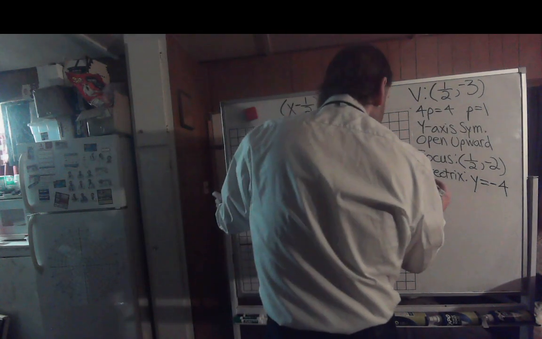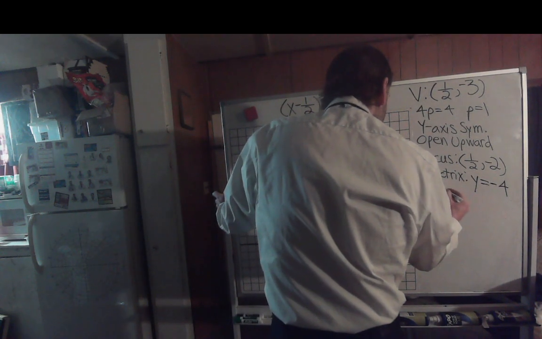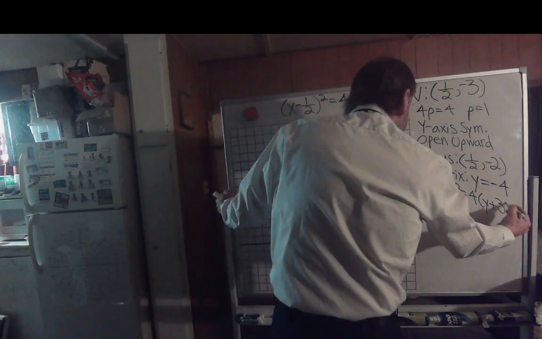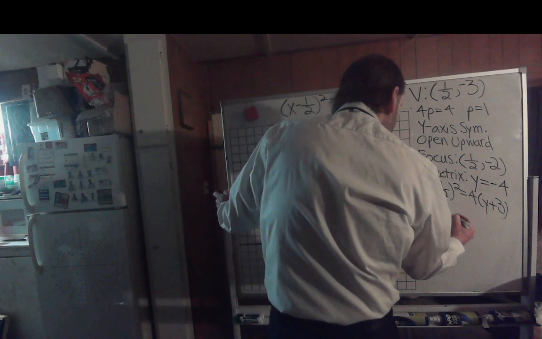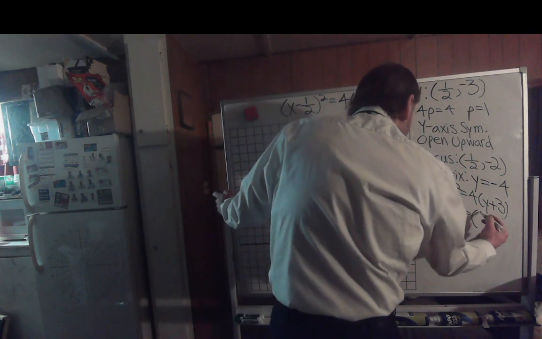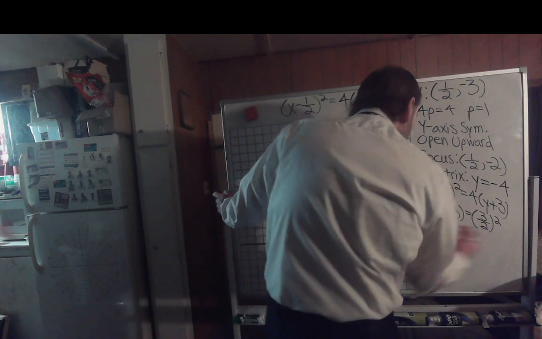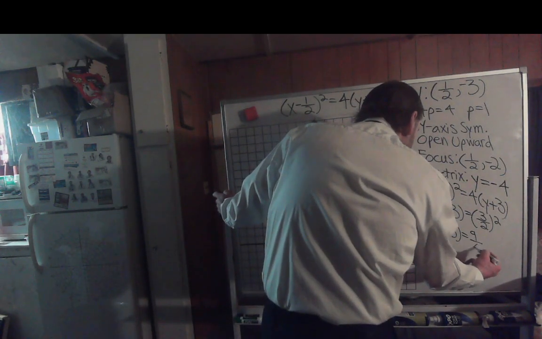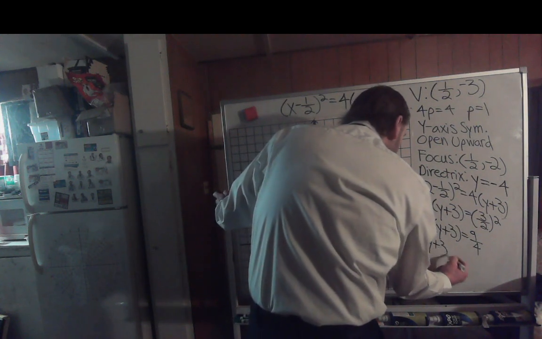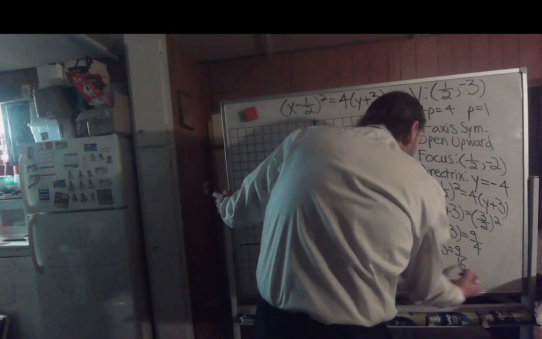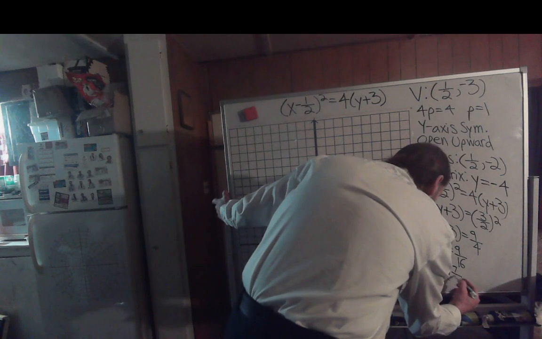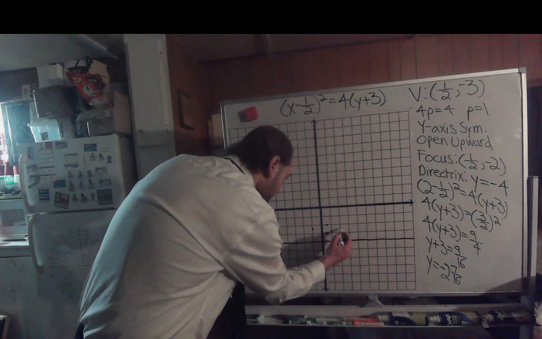Alright, so x equals 2, so that'll be (2 minus 1/2) squared equals 4 times (y plus 3). So that would give you 4 times (y plus 3) equals (3/2) squared, which would have to mean 4 times (y plus 3) equals 9/4. So y plus 3 equals 9/16, which means y would equal -3 plus 9/16, so that'd be -2 and 7/16 for your y coordinate when x is 2.